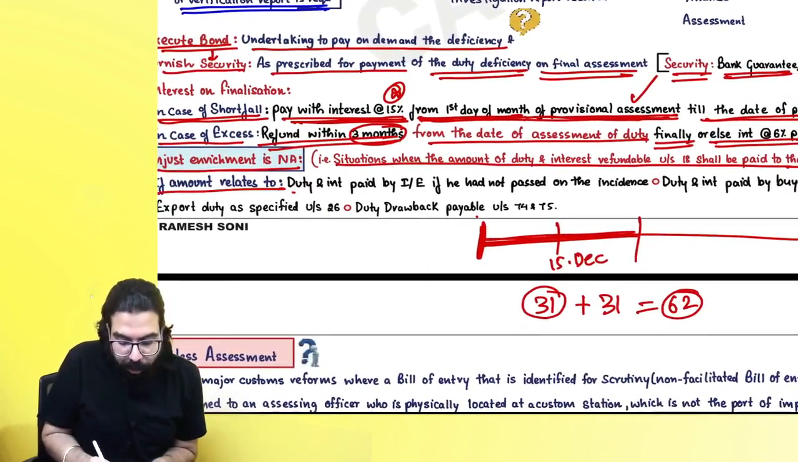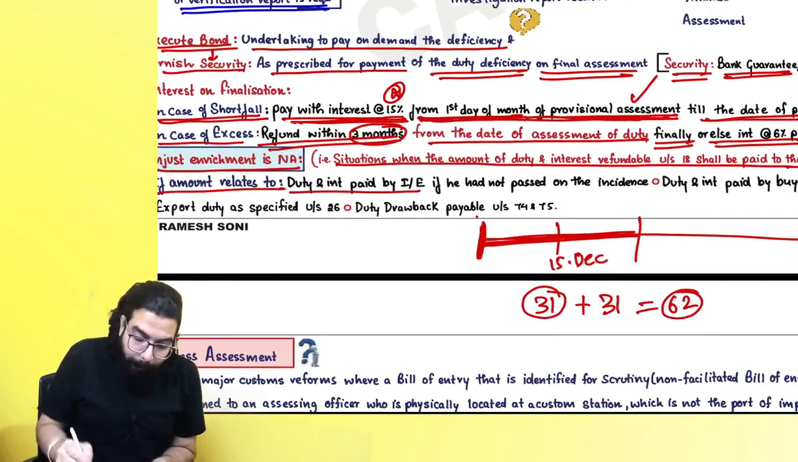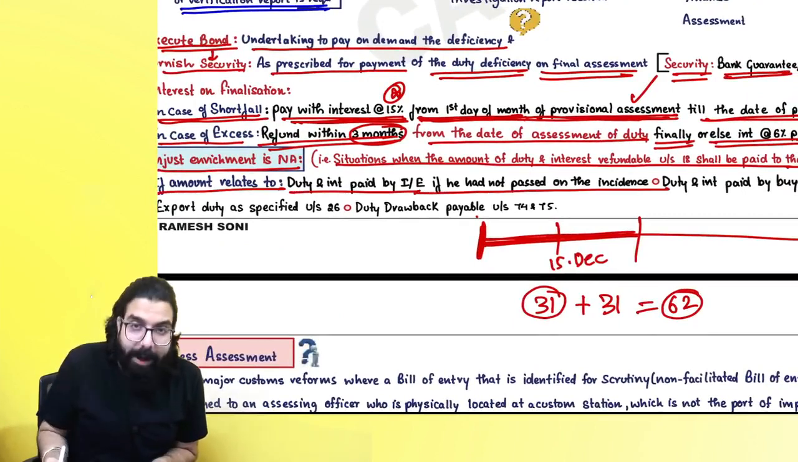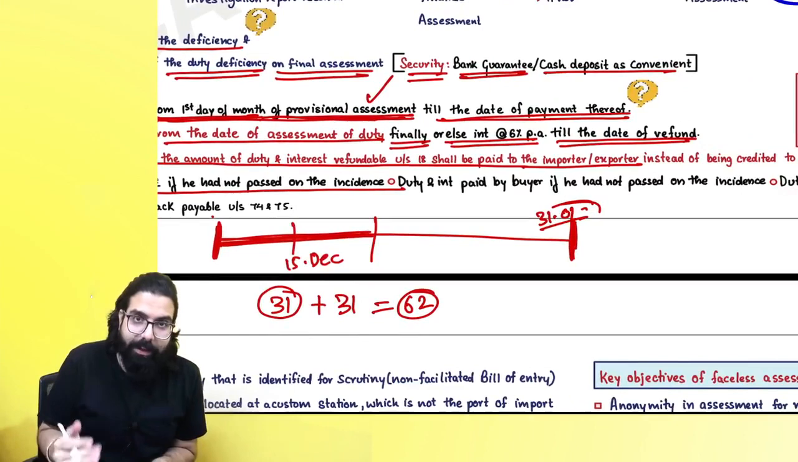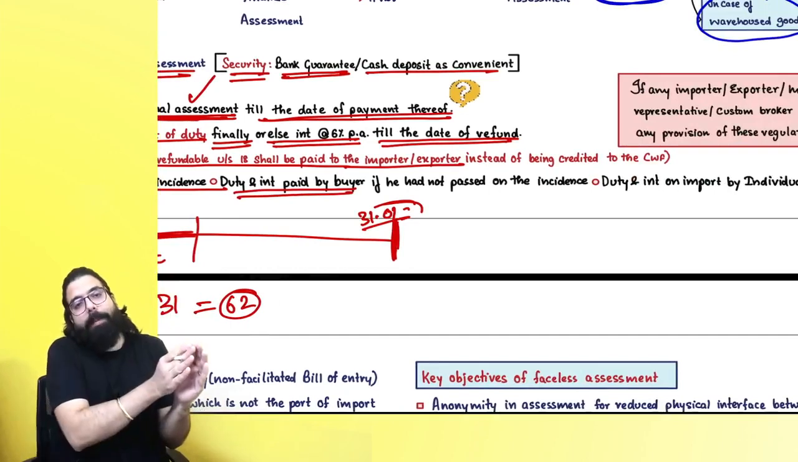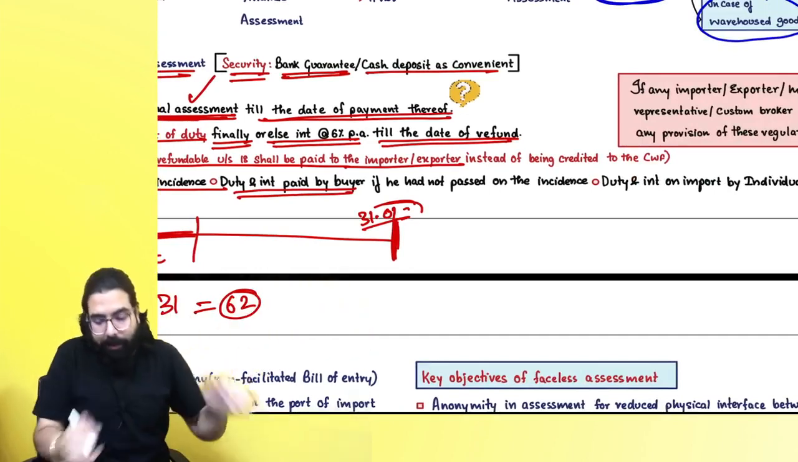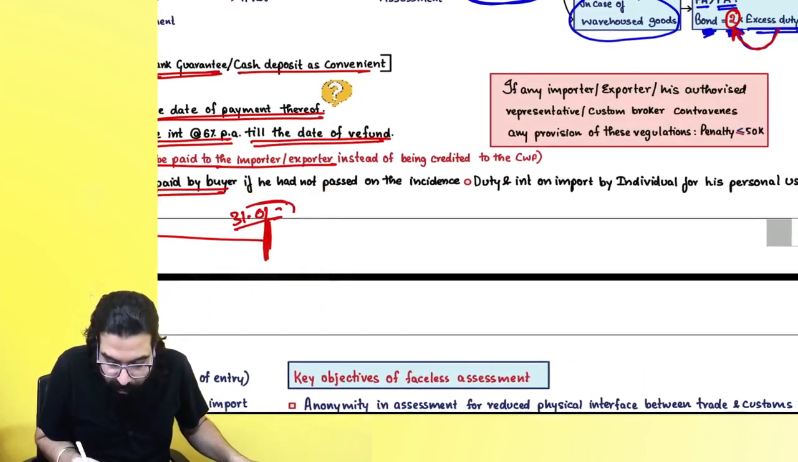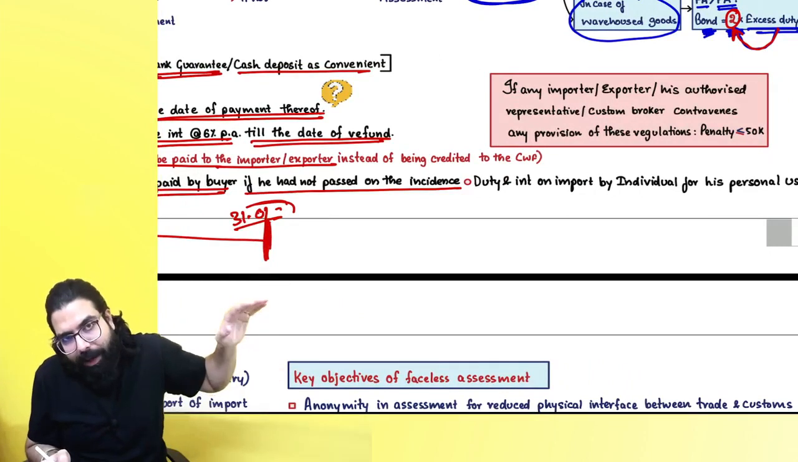If the amount relates to duty and interest paid by the importer or exporter, if he has not passed on the incidence, the amount will be given to me. They will not put it in the consumer welfare fund. Duty and interest paid by a buyer: I sold it to a buyer and the buyer has not passed on the burden, then the buyer, if he has not passed on the incidence, the refund will be given to him.